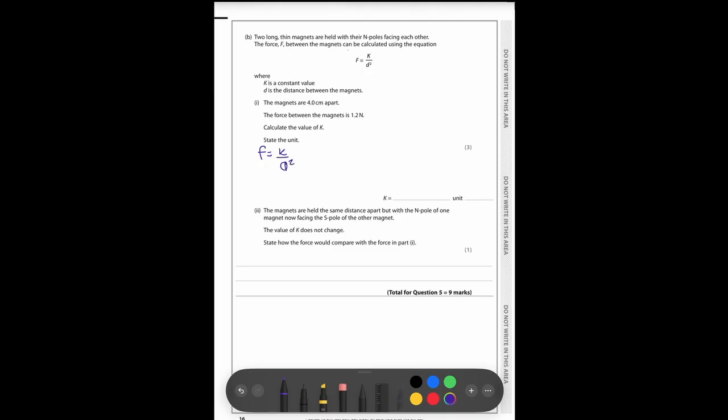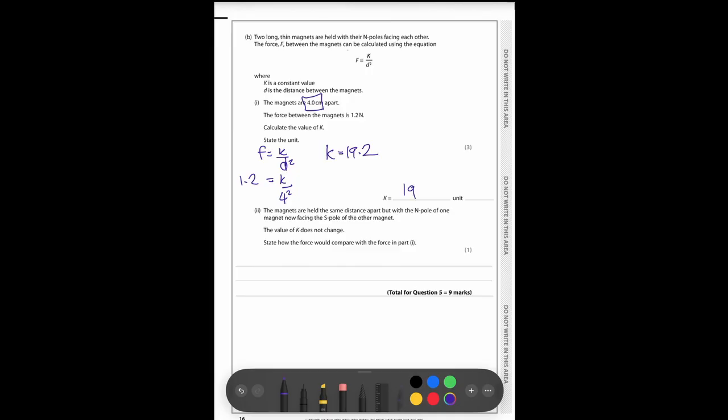So write the formula first. F is equal to, I'll put the K first, F is equal to 1.2. This time D is 4 centimeters. So rather than saying 10 to the minus 2, I'm just going to say 4. I've still got to square it. When I rearrange that, I get K is equal to 19.2. So 2 significant figures is going to be 19.